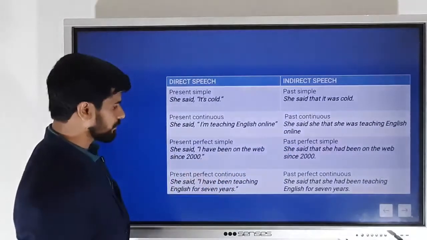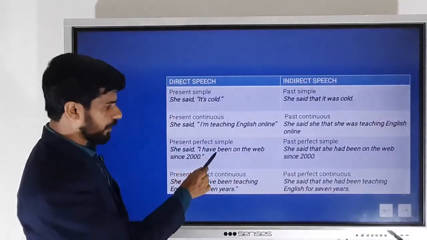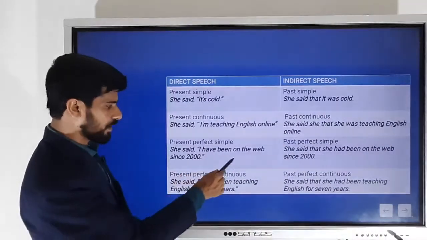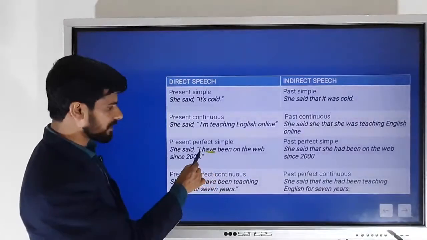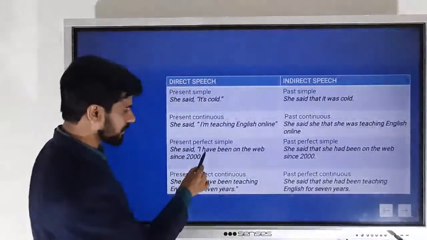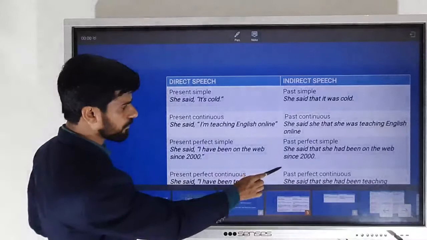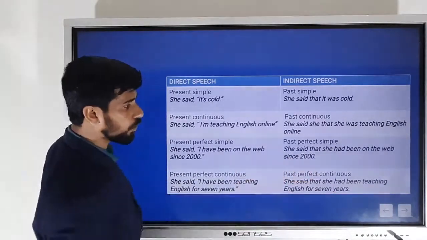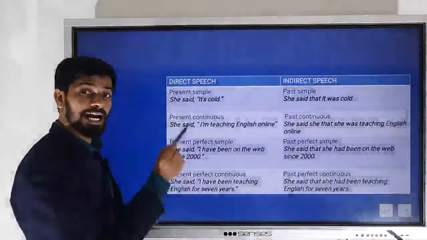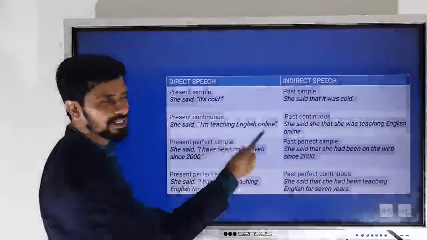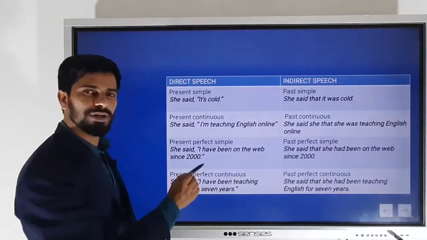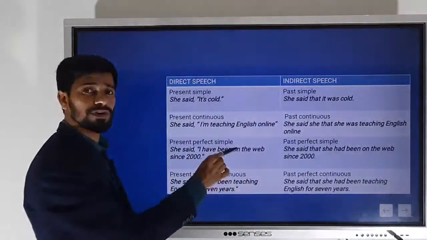Then present perfect simple. She said, I have been on the web since 2000. She said, I have been. So you can see have, it is present perfect simple, right? Then what is the past perfect form? She said that she had been on the web. She said that she had been. So have been has been converted as had been. So past perfect. And present perfect continuous will be converted into past perfect continuous.